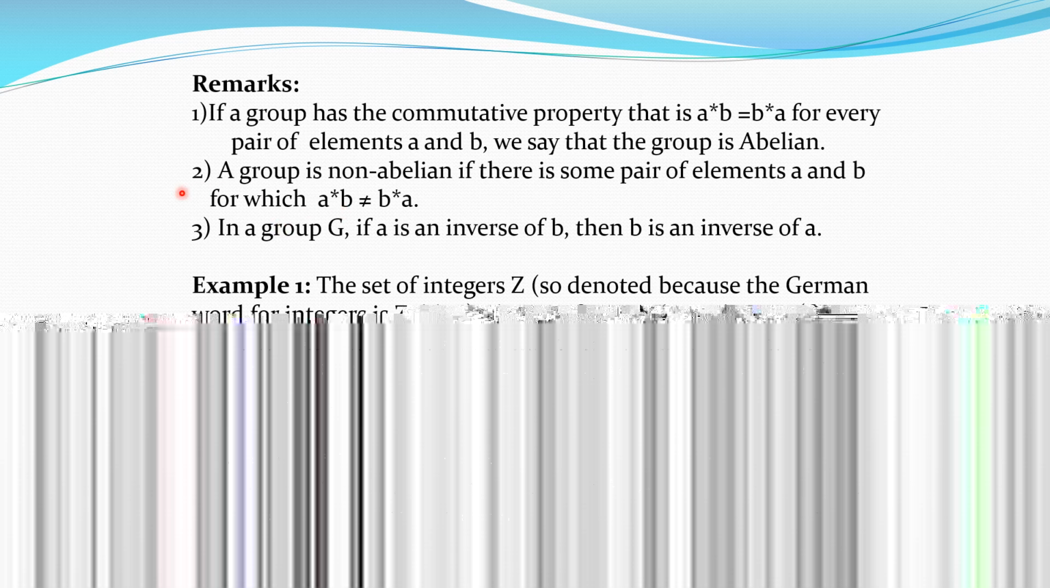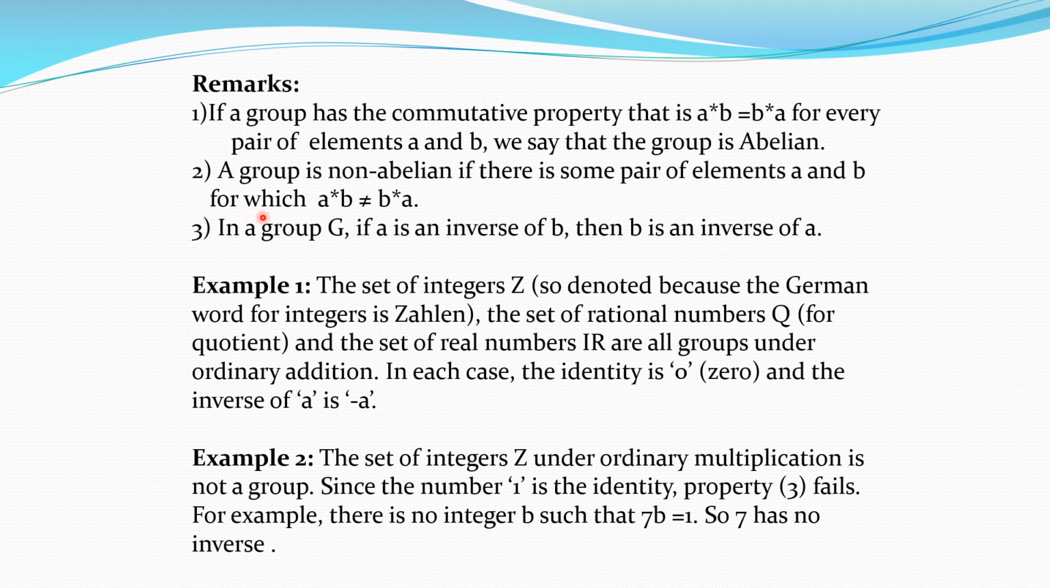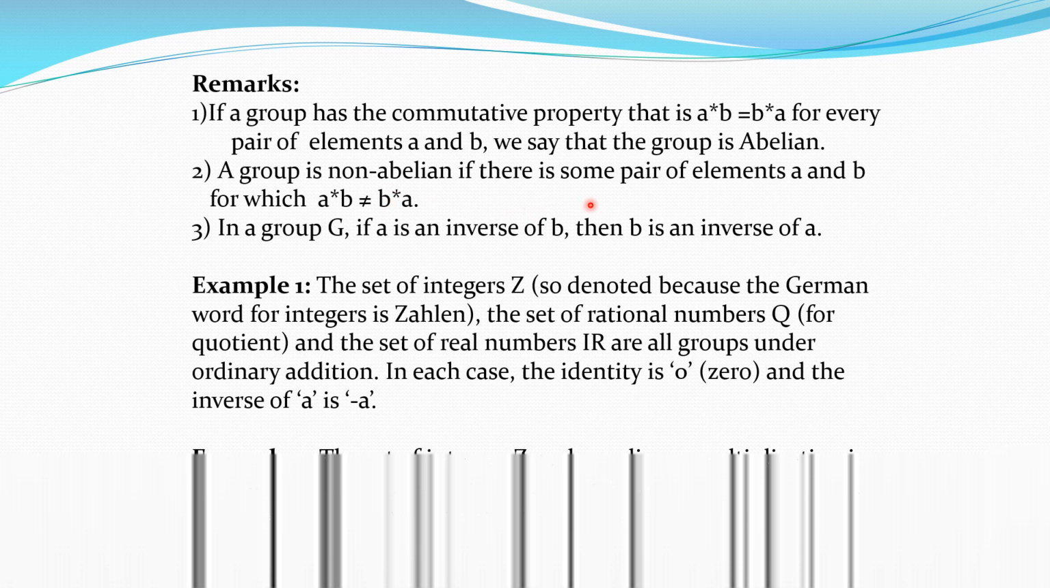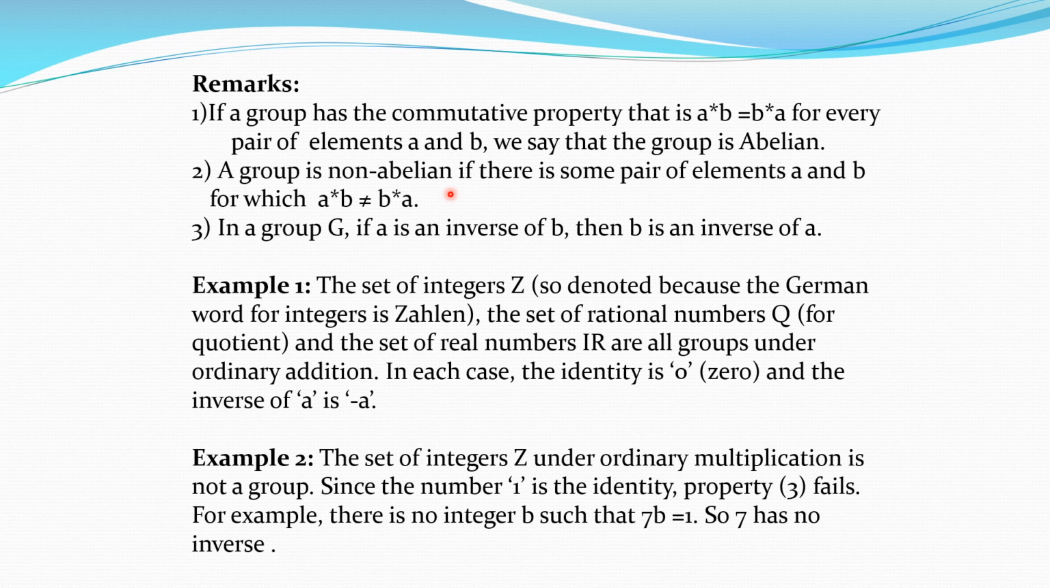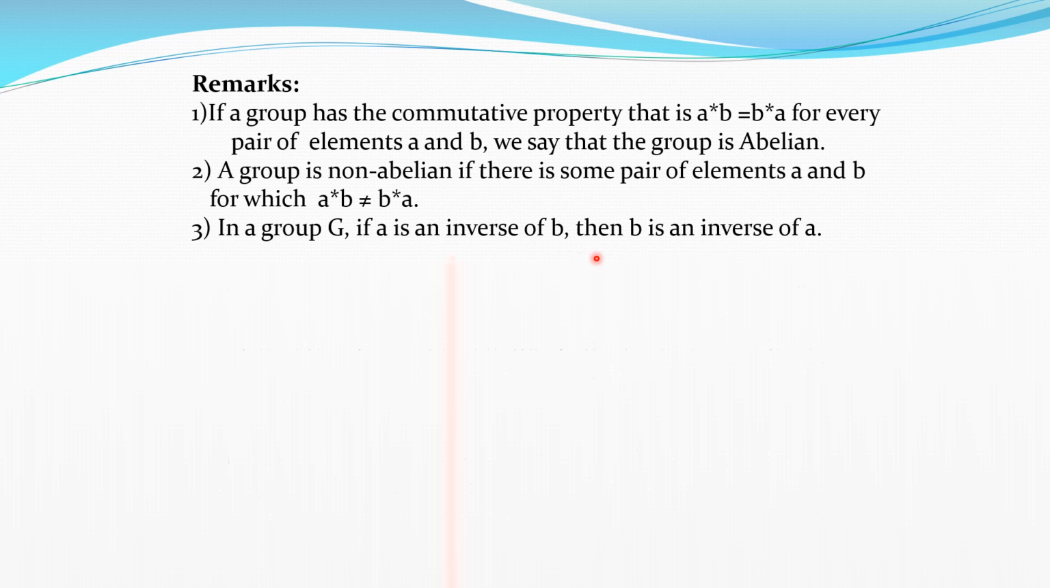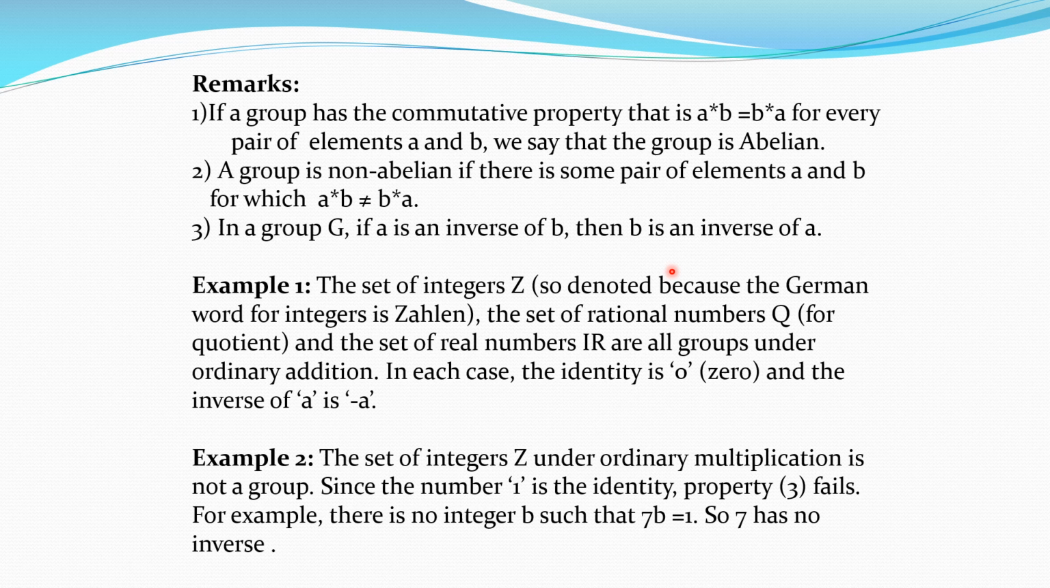Now we say that a group is non-abelian if there is some pair of elements A and B in G for which A star B is not equal to B star A. Because if for at least one pair of elements A and B in G we get A star B not equal to B star A, then the commutative property fails, and in that case the group is non-abelian. Now whenever in a group G, A is an element of G with inverse B, then B is an inverse of A. So if A is an inverse of B, then obviously B is an inverse of A.